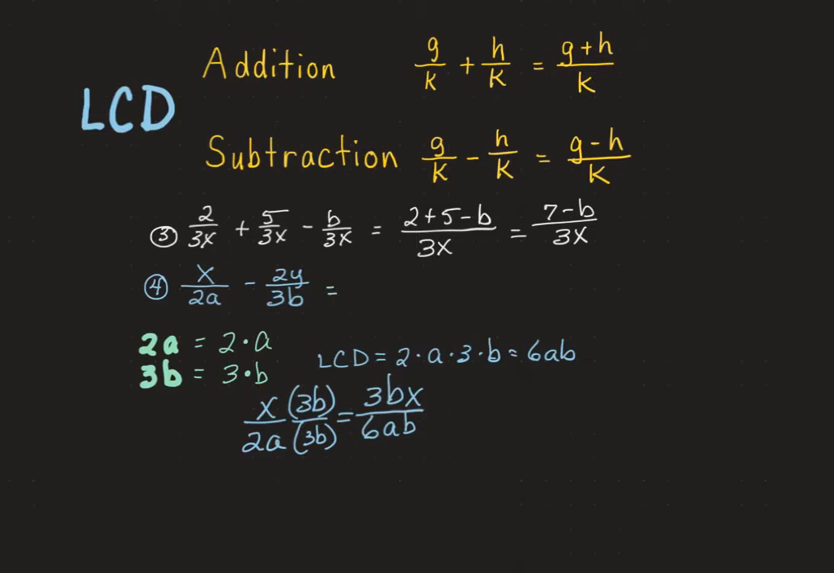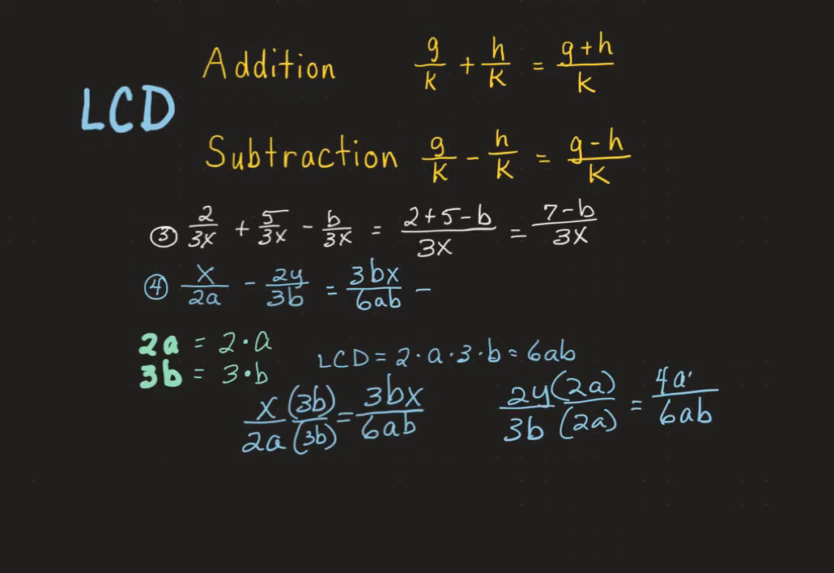So we can rewrite it up here, 3bx over 6ab, and from that, we're going to subtract whatever 2y over 3b looks like when we find an equivalent fraction with the denominator of 6ab. Well, we have to multiply by 2a to do that in the numerator and the denominator. So 4ay is what we get as our new numerator, 4ay over 6ab, and we can now do our subtraction.